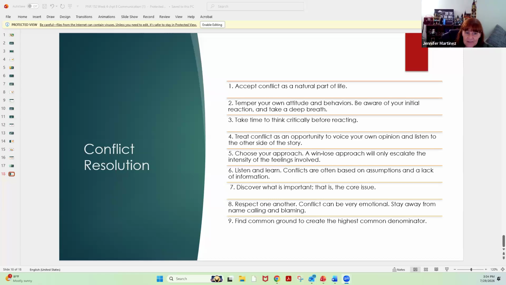Okay, but what you do have to do is respect one another and you have to work with each other, right? Because nursing is not an individual sport. It's 100% a team sport. You can't do it by yourself. As much as you think you can, trust me, you can't.